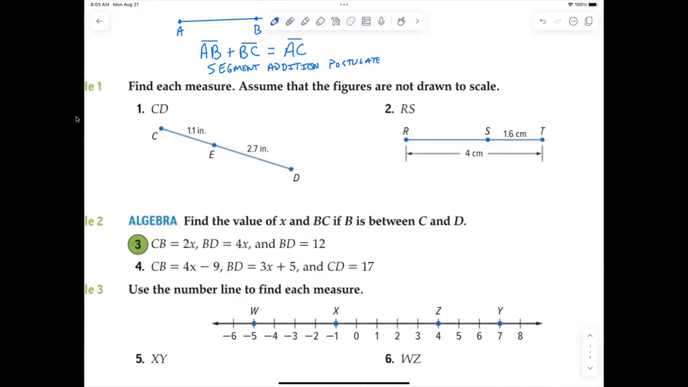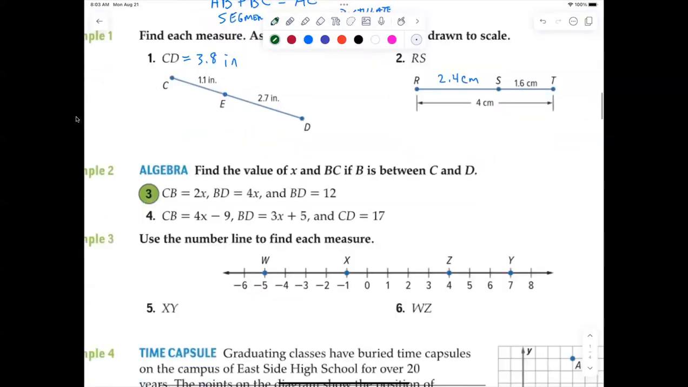So CD is equal to what? 3.8. I like it. 3.8. All right, now if we look at RS, everybody should be able to tell me that RS is obviously what? 2.4. Yeah. All right, 2.4 centimeters. We're good with that. All right, now let's take a look at question number 3.